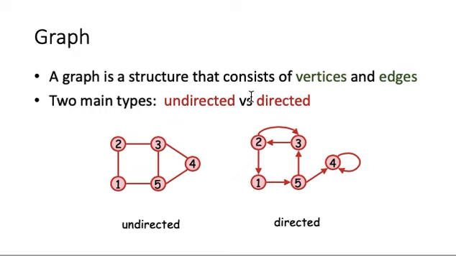First of all, a graph is a structure that consists of vertices and edges. There are two main types of graphs. It could be undirected, where there are no directions on the edges, and there could be directed graphs, where each edge has a certain direction.